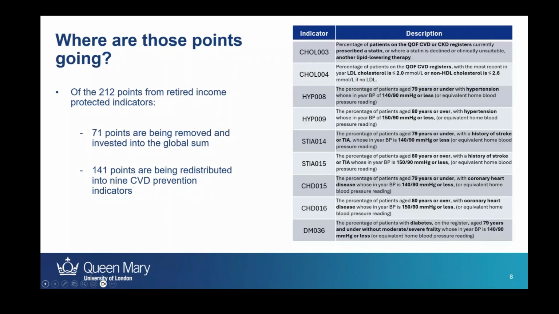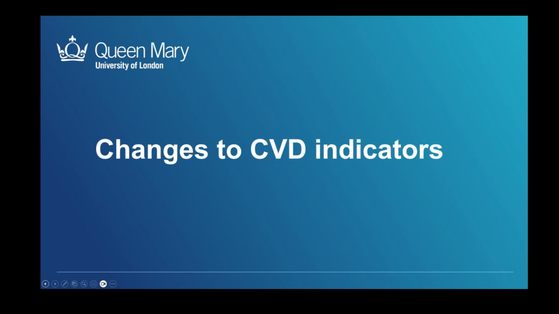And where are those points going? So first I'm going to say, don't worry about trying to read the entirety of this slide and this table. We are going into depth on these indicators, but you can see that this is where the 141 points have been redistributed into these 9 indicators. Next slide, please. So now I'm going to hand over to Dr. O'Hanlon to actually go through the changes to the CBD indicators in depth.